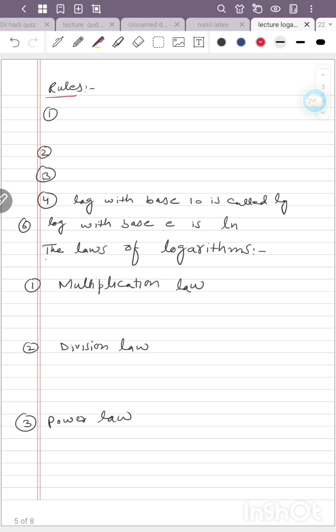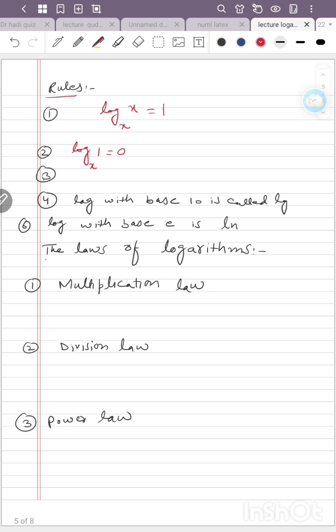Okay, now our new rules: if the base and argument are the same, what is the answer? I write it here: log x base x, argument x, it will be 1. Okay, now the second one: if the base is x and the argument is 1, the answer will be 0.